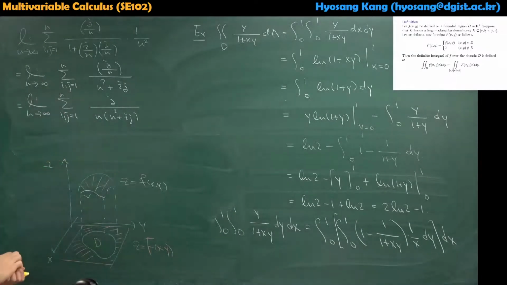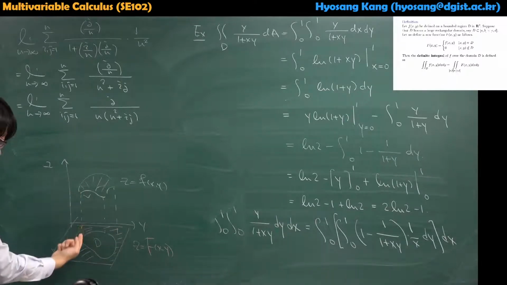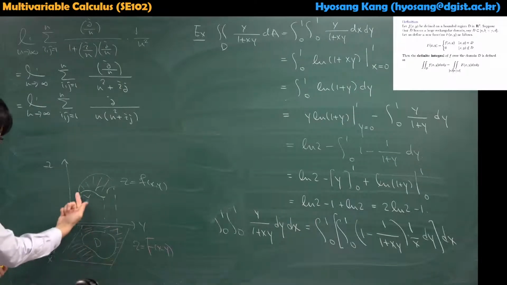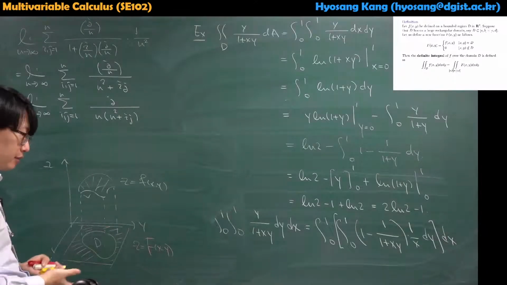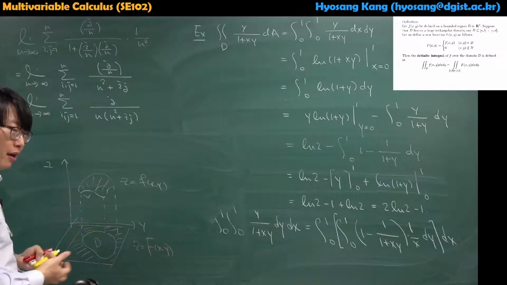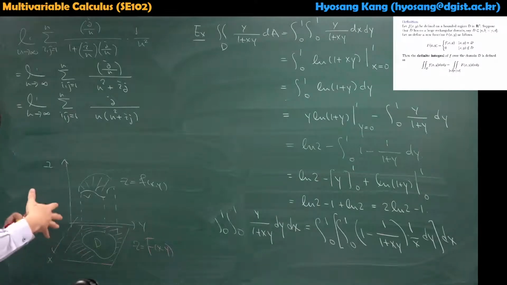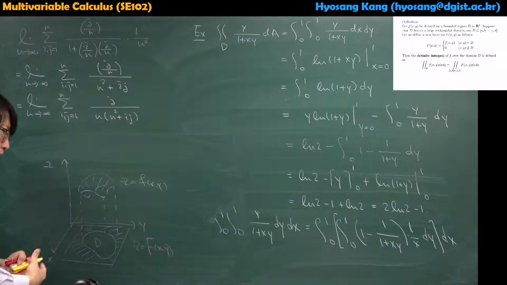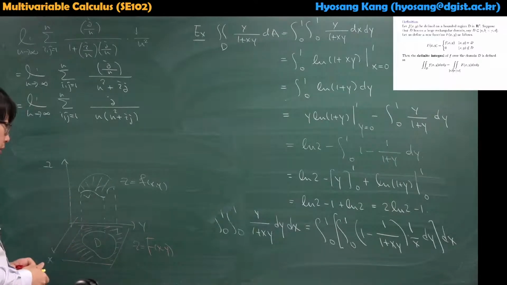That makes sense. So we have a discontinuity at the boundary of D. The graph breaks. However, when I take a double integral, it's okay because the boundary of this bounded region has area 0. As long as the set of discontinuous points has area 0 and the function is bounded, then the double integral still exists.